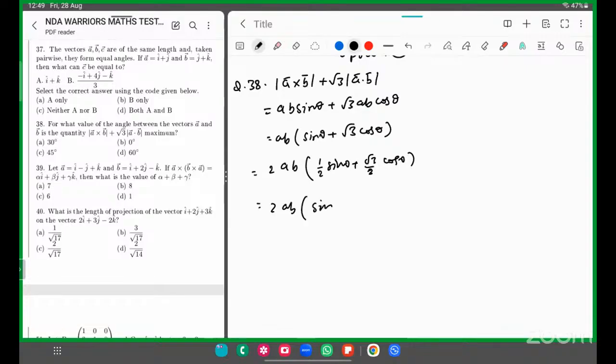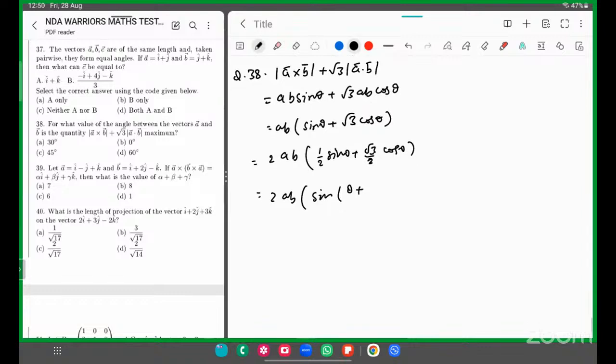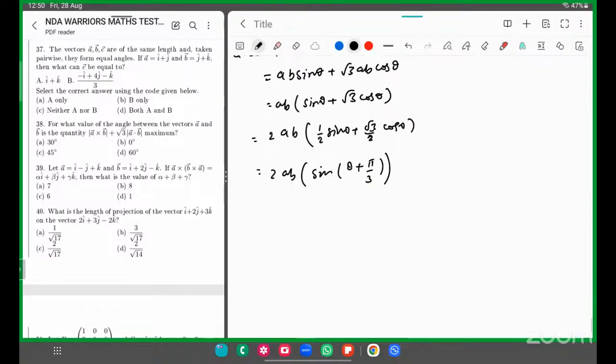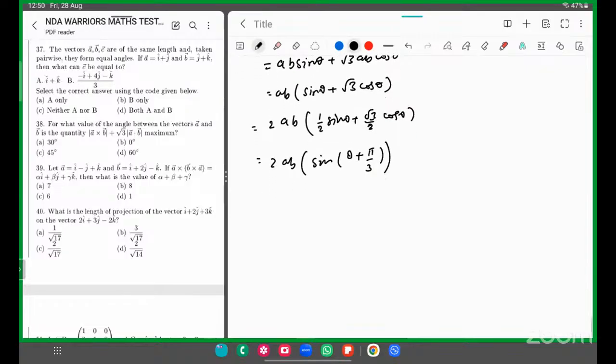Sine of 1/2 means 30, so it will be theta plus 30. So 3/2, sine A cos B, if I'm writing it. 30 means pi by 6. 60 means pi by 3. Okay. Maximum is 1.